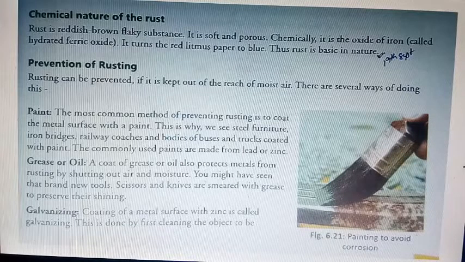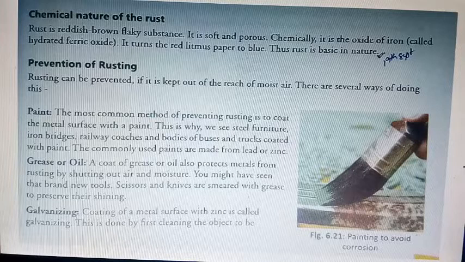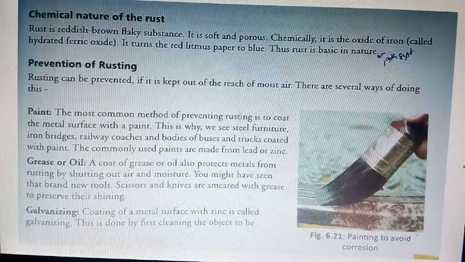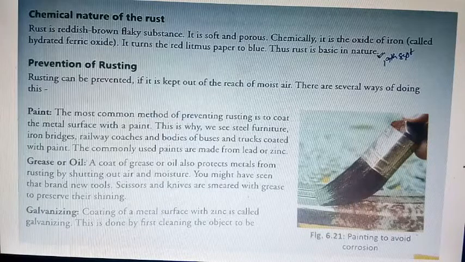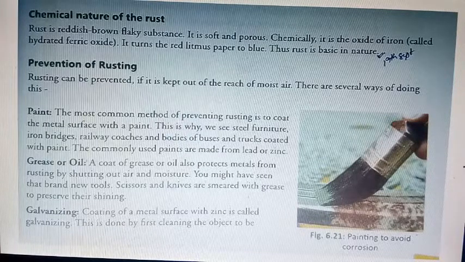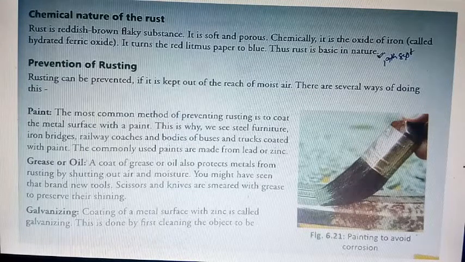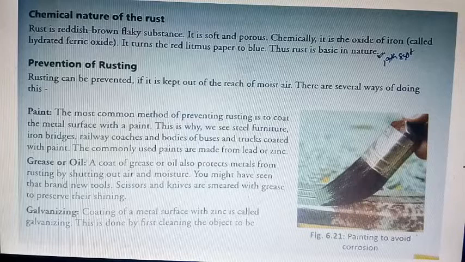Then number two is grease or oil. What we are doing here is simply disturbing the direct contact between iron, air and water. If you keep anything that can block air and water from coming in contact with iron, then rusting can be prevented. A coat of grease or oil also protects metals from rusting by shutting out air and moisture. You might have seen that brand new tools, scissors and knives are smeared with grease to preserve their shining.